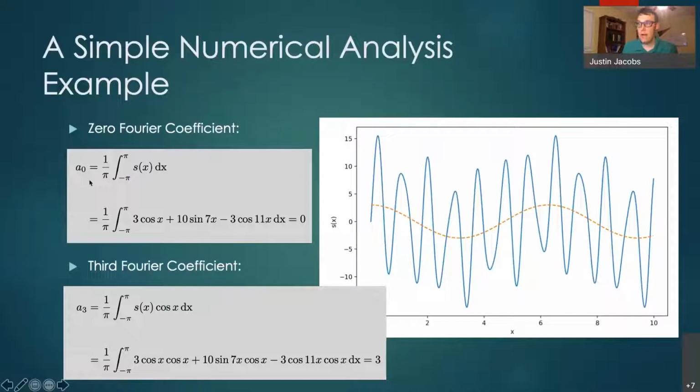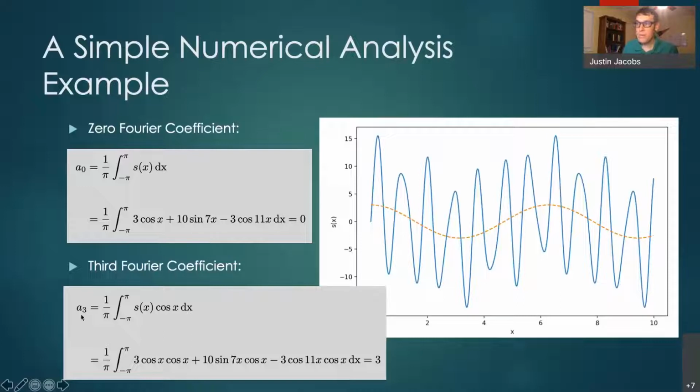So we're going to do a naught. Remember my s of x. So it's s of x times cosine 0 of x, so it's just the integral of s of x dx. I put in s of x, and I can compute this integral and it equals 0. So a naught is 0, and you can go ahead and verify this at home.